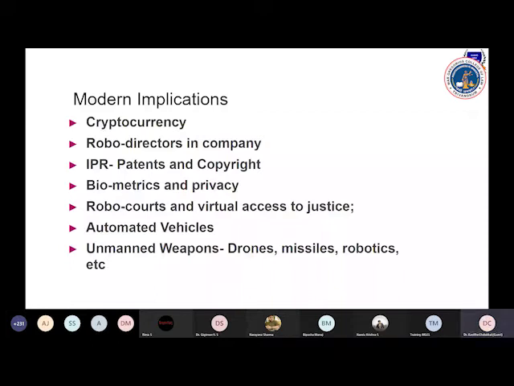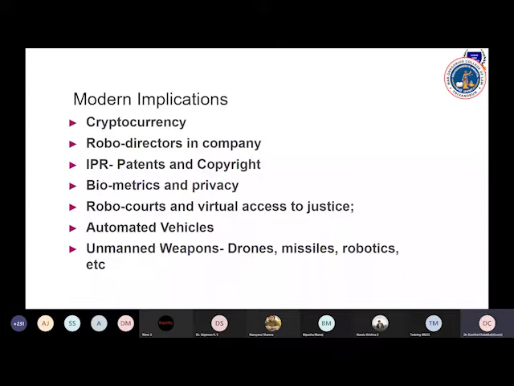No answer there also. Then the most devastating aspect of AI is unmanned weapons: the drones, missiles, robotics, etc. Millions of drones are actually released to most of the civil war areas. And in India, right now in Kashmir, we are seeing how unmanned drones, seemingly released by Pakistan, are affecting national security. The unmanned weapons as such are not the problem.